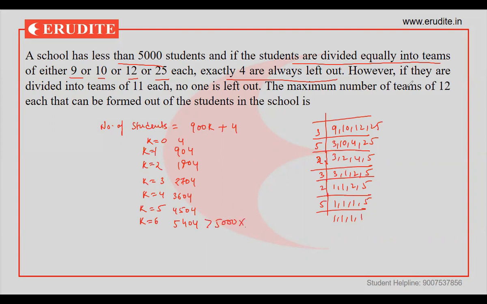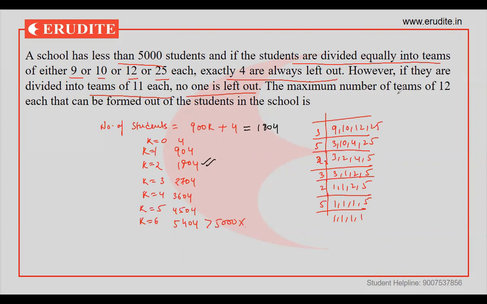Another condition is given, guys: if they are divided into teams of 11 each, no one is left out. That means the number of students should be divisible by 11. So out of these values, only this value is divisible by 11. So we get that the number of students is how much? 1804.